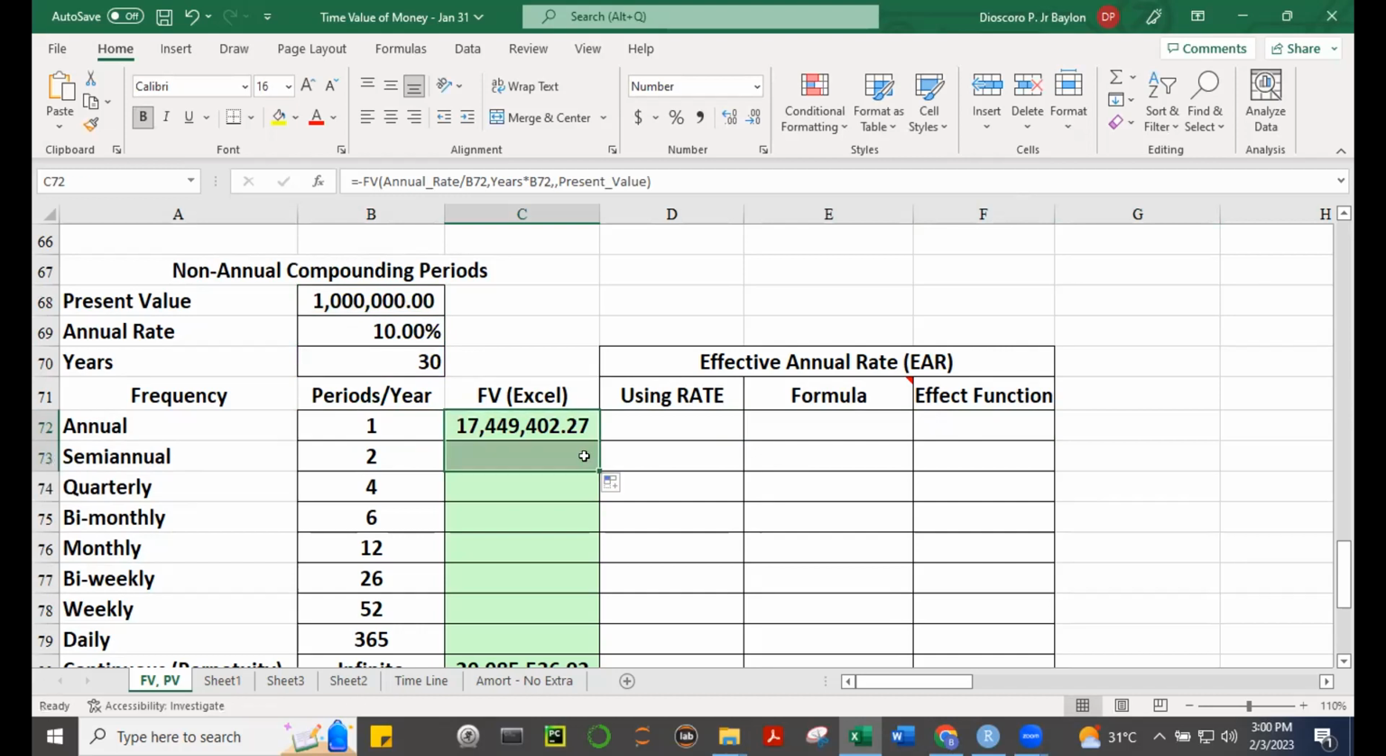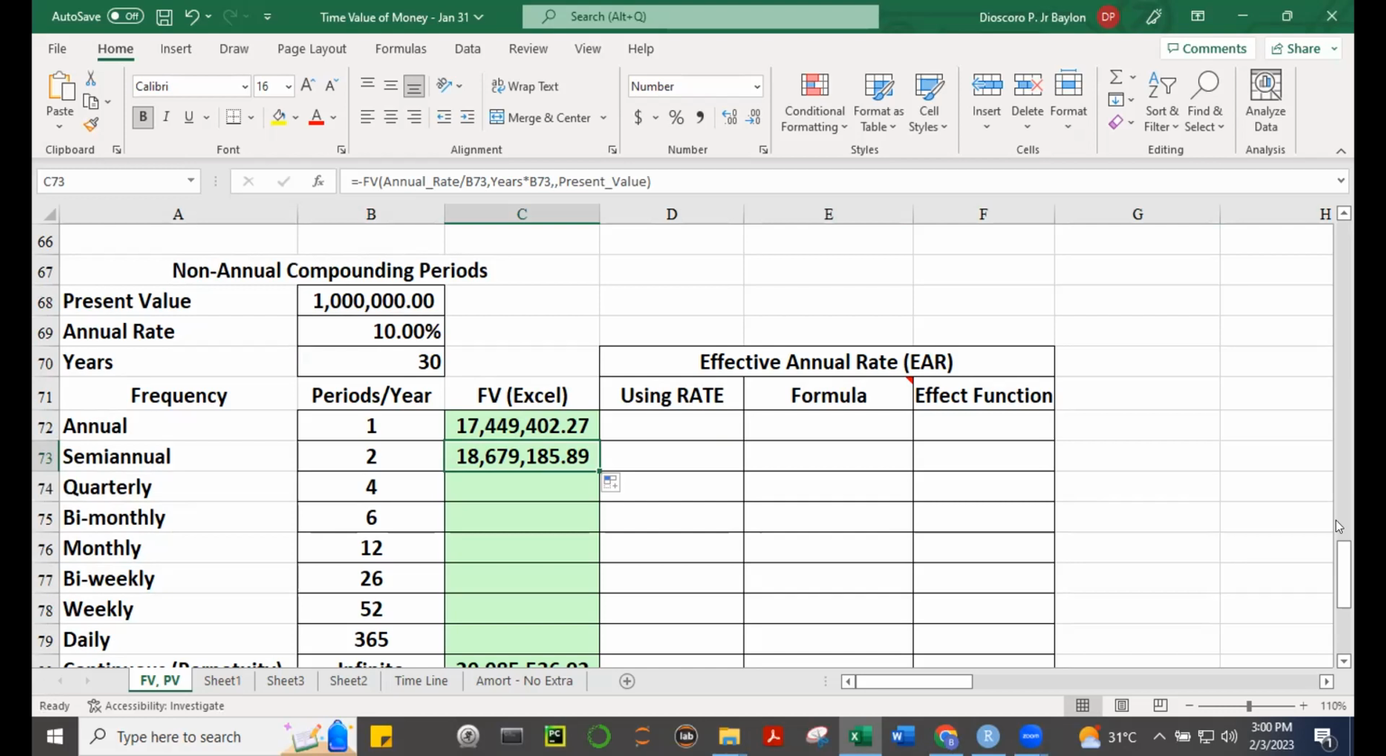Now, if I copy this down, you notice that the more the compounding per year, the greater will be your future value. Naturally, of course, because interest is computed on interest. So if for the first 6 months you compute interest, then whatever that resulting amount is, you will still have to compute interest on that. So you have now a bigger principal, because you added already the interest for the first 6 months. So you can see here the difference between annual compounding and semi-annual compounding.